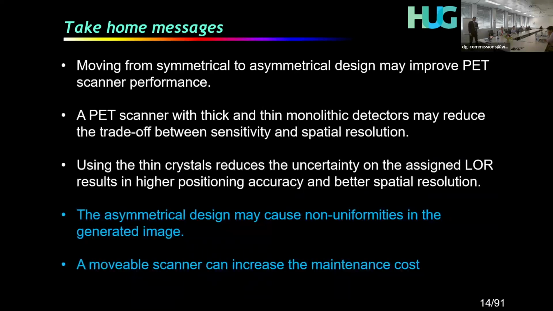So based on this study, we understand that moving from a symmetrical to an asymmetrical design may improve PET scanner performance. And a PET scanner with thick and thin monolithic detectors may reduce the trade-off between sensitivity and spatial resolution. Using the thin crystal reduces the uncertainty on the assigned LOR, resulting in higher positioning accuracy and better spatial resolution. And of course, the asymmetrical design may cause some non-uniformity in the generated images, and a movable scanner can increase the maintenance cost.